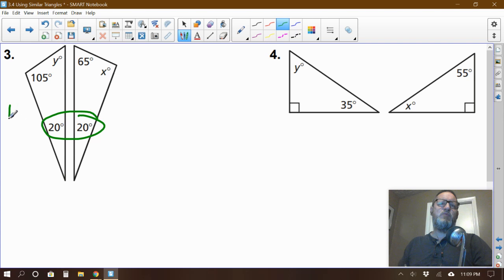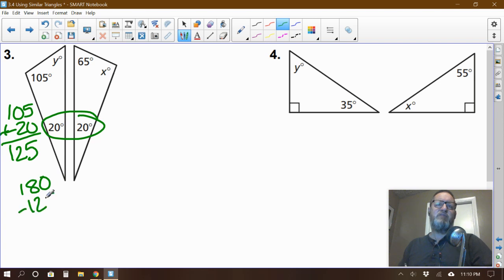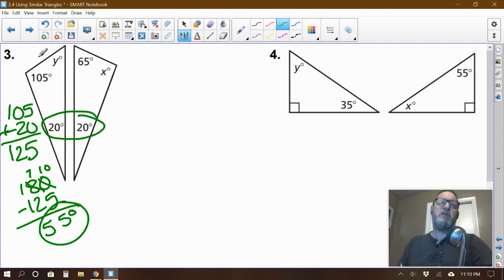So the first one is 105 plus the 20. Oops, my plus sign got messed up there. So that's 125. All righty. So again, triangles add up to 180. Take away the 125. And let's regroup. So that's a 7, that's a 10, 5. 7 minus 2 is 5. So it looks like our third angle in the first triangle is 55. Oh, guess what? Those are different. So this is a no, and they don't share two angles in common. All righty, moving on.